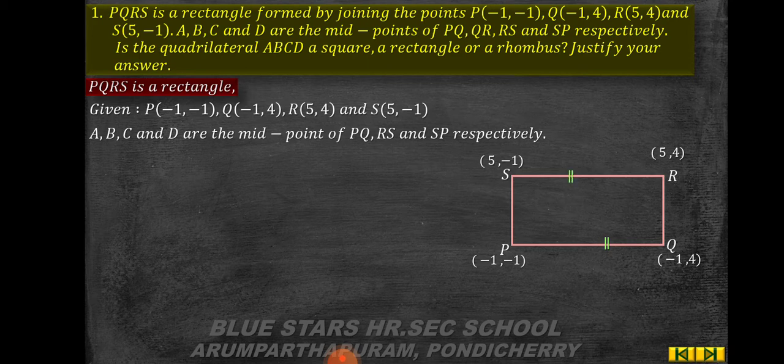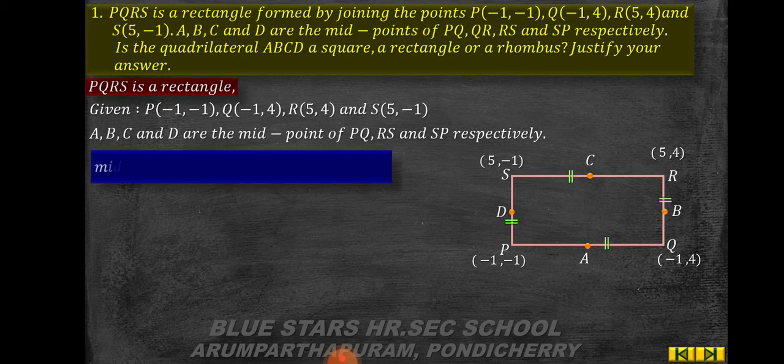You know, in a rectangle opposite sides are equal. So you mark the midpoint of PQ as A, then midpoint of RQ as B, then midpoint of S and R is C, then finally midpoint of S and P is D. Next we know the midpoint formula: x1 plus x2 by 2 comma y1 plus y2 by 2.